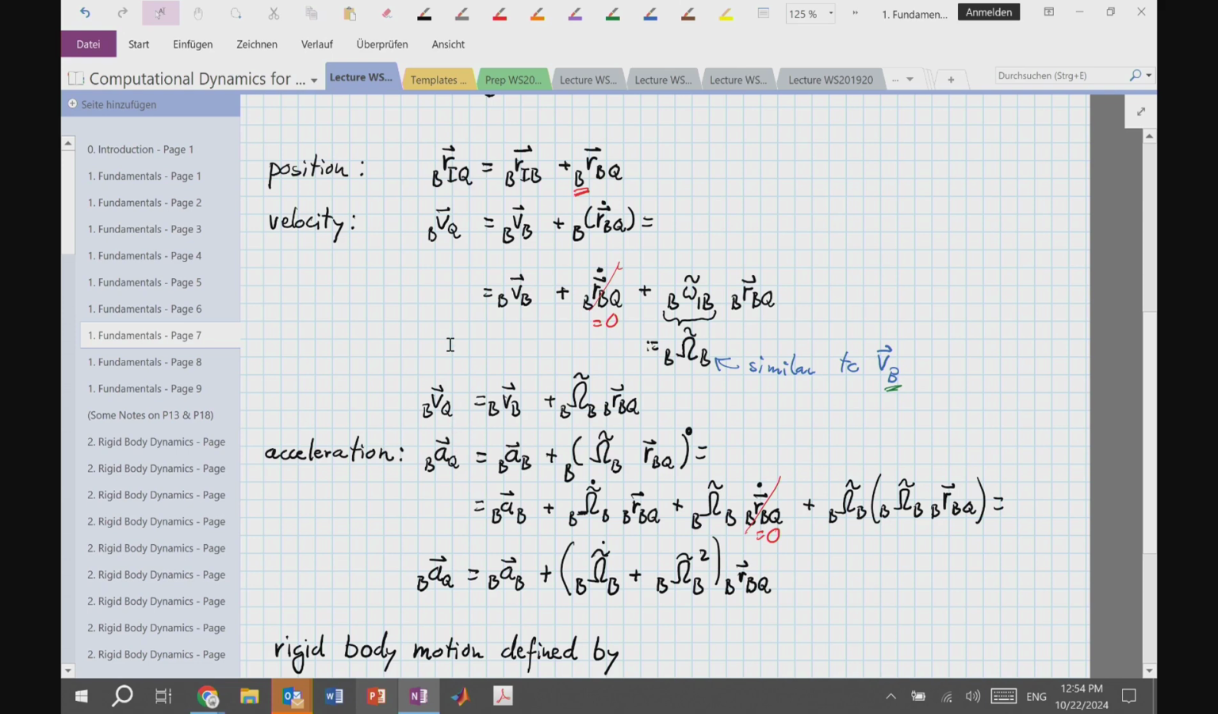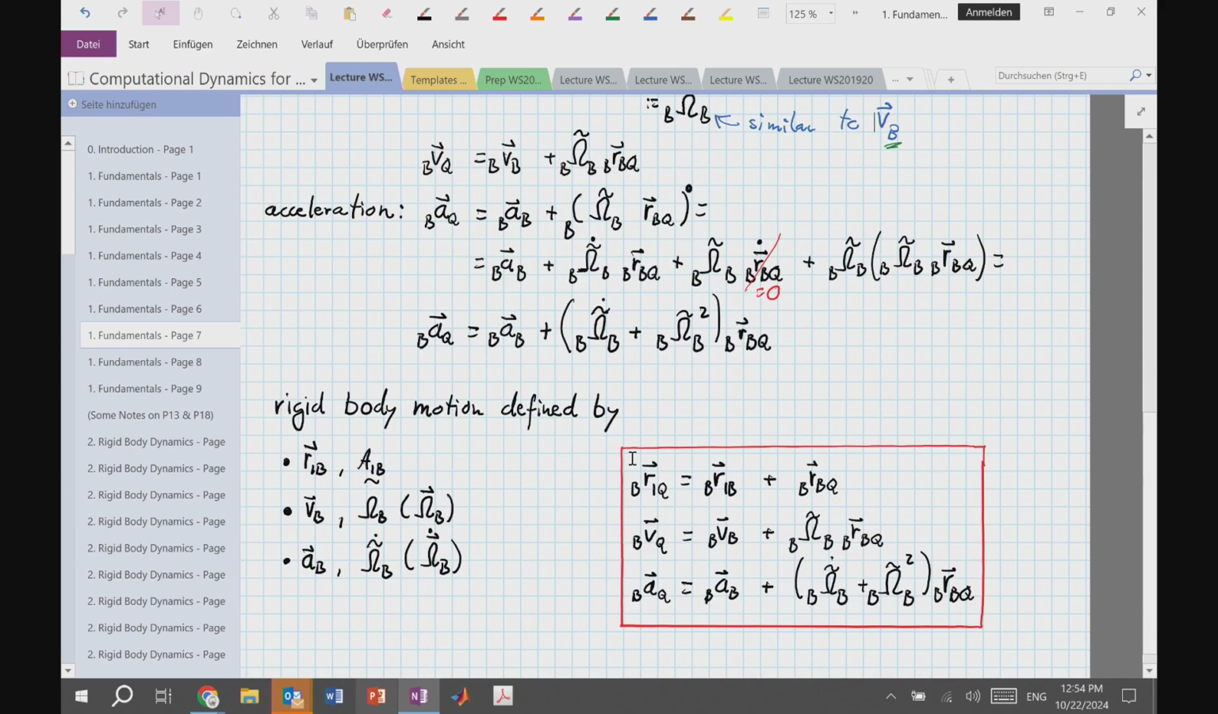So it gives me the position, velocity, and acceleration of any point on this body. And all I have to know to compute these quantities that we see in the summary down here is basically the position, velocity, and acceleration of point B. That's what we see here. The angular velocity and angular acceleration of my body, and this vector RBQ in B coordinates. And this guy here, that is fixed, right? So this I measure once, I compute once, and then it's always going to be the same. So it's a fixed value.